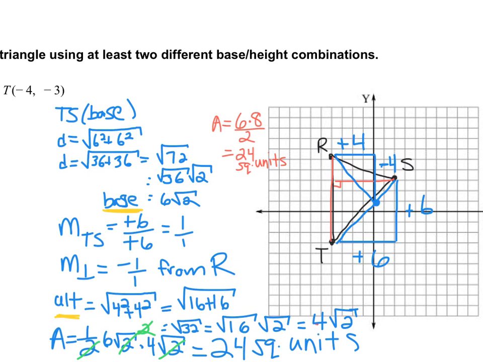All right, so you guys take a look at number 10. That's the last example that you would be needing to check out here for calculating the area using 2 different base and height combinations.